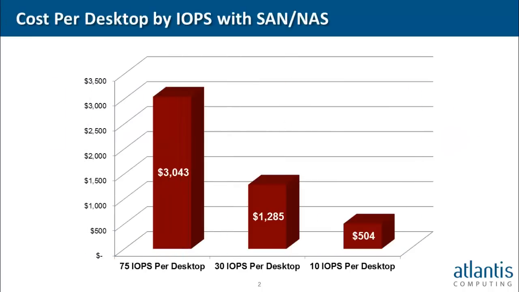As you can see, sizing SAN or NAS storage for even 75 IOPS makes the server and storage cost of a virtual desktop increase to over $3,000. That's 5 times more than per desktop of a physical PC. The average VDI deployment is sized with around 10 to 30 IOPS, which is 1/3 to 1/4 the performance of a physical PC. It's no wonder that users aren't happy with their virtual desktops.